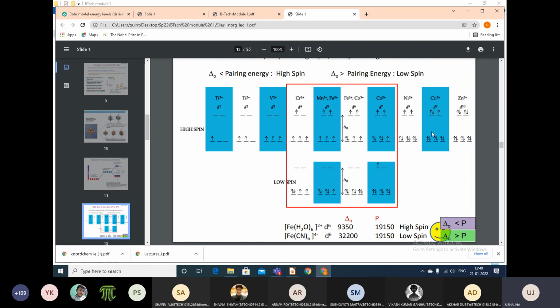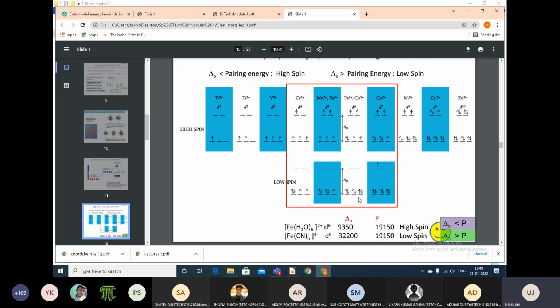Similarly, in copper, you have copper in +2 state, meaning a d9 ion. A d9 ion also has no options but to get paired up here. And again in zinc, which has d10, zinc +2, we have no option, it would be all filled up. So the options here are between d4 and d7, where it can vary.